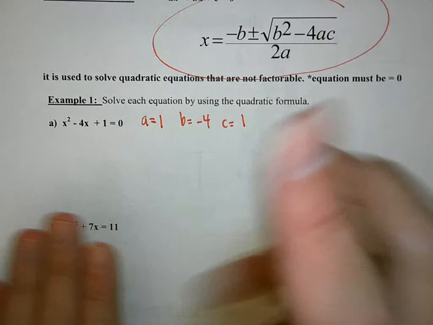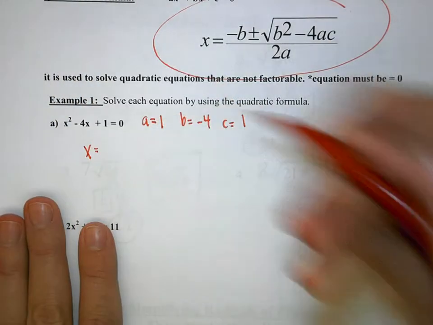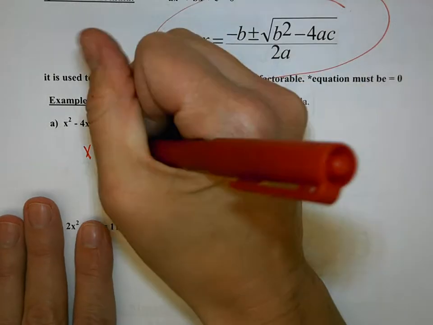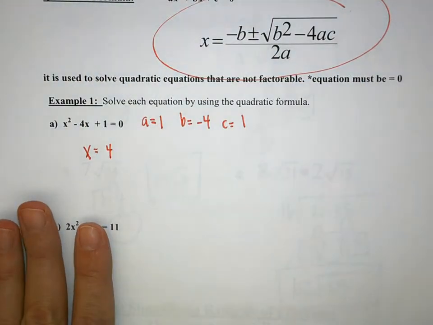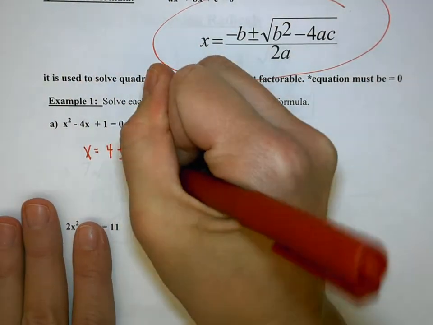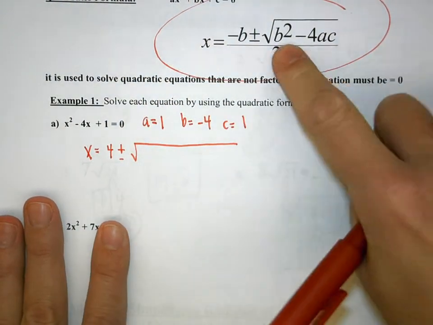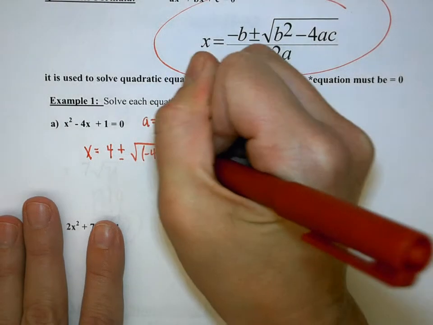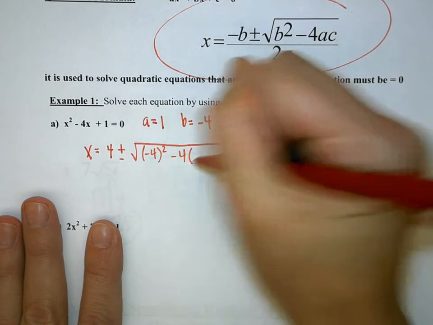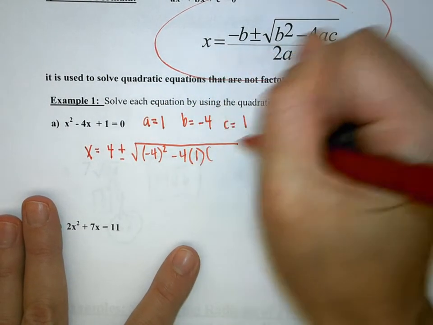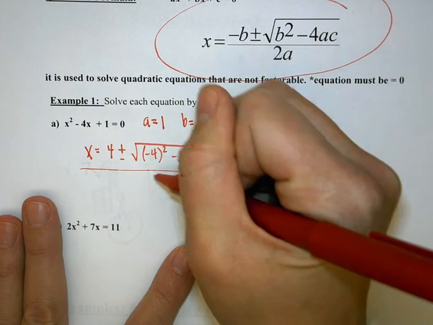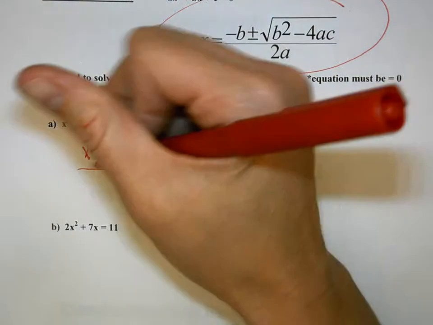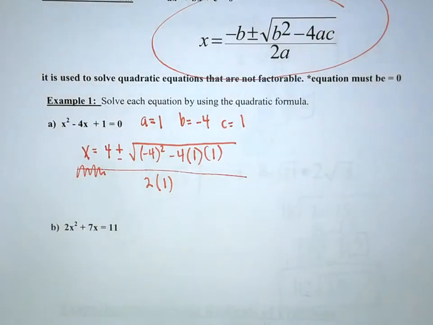Okay, so x equals -b. What is -b? 4. Good, +4 because it's the opposite, right? So 4 plus or minus the square root of b squared. So we're going to write that as -4 squared minus 4 times a, which is 1, times c, which is 1, all divided by 2 times a, which is 1. And actually this x isn't divided, but sorry.